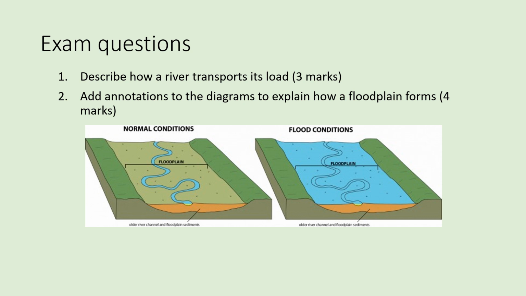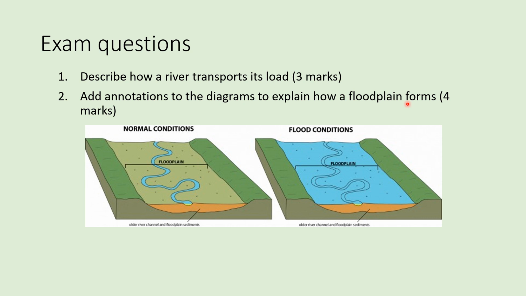The first one is describe how a river transports its load. So it's going back over that first bit we looked at, processes, thinking about the movement. How do you get a rock to move in a river? What we're really looking for is using some technical terms: saltation, suspension, traction, explaining those. And then the second one asks you to annotate these diagrams to explain how a floodplain forms. And that's thinking about what we looked at last lesson.